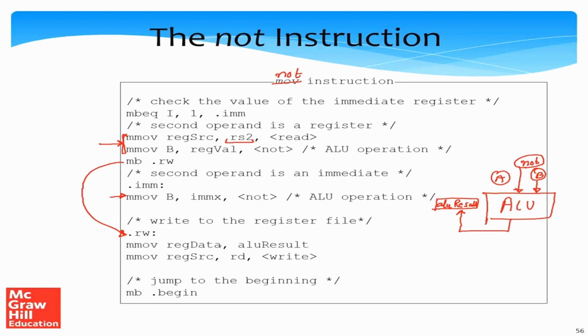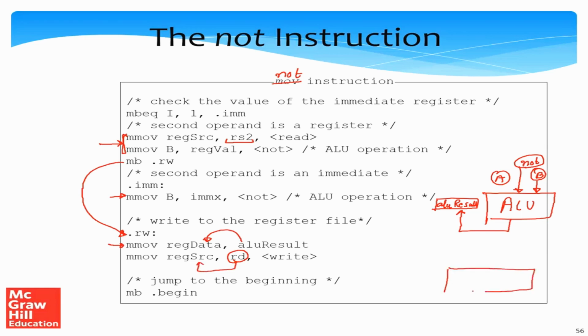We need to write the result to the register file. So we transfer the contents of ALU result to the micro register that contains what exactly needs to be written to the register file, which is reg data. So the reg data micro reg is populated here, and we read the RD micro register that contains the ID of the destination register. This is sent to reg source.